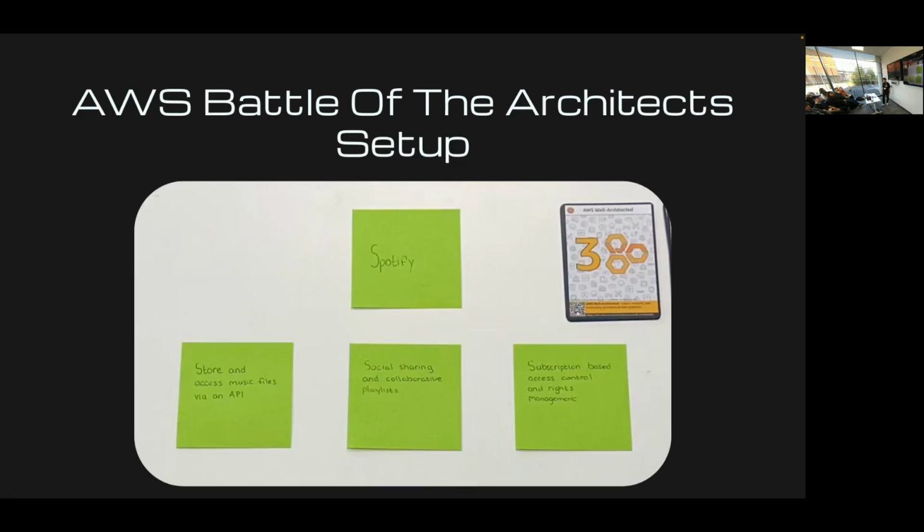So before the game begins, we agree on a set of spikes. And as you can see, we went for a Spotify-like service. So the specs we've come up with are: store and access music files via an API, social sharing and collaborative playlists, and then subscription-based access control and rights management.